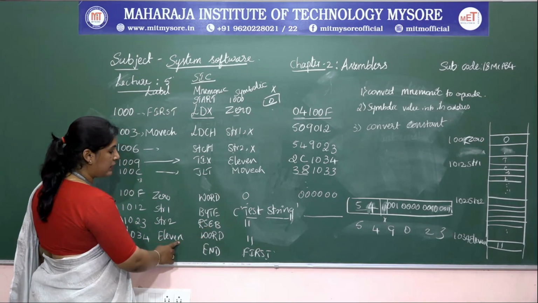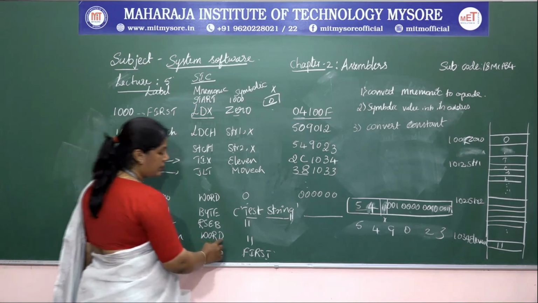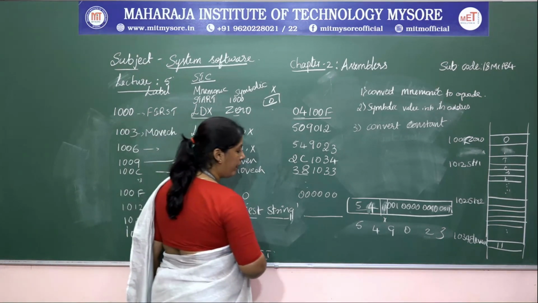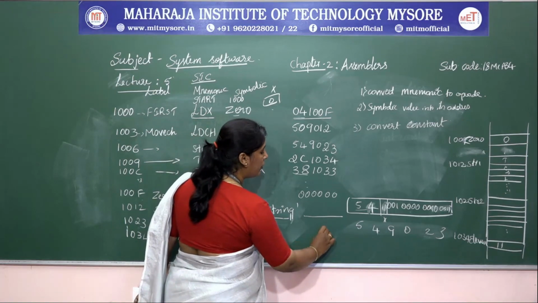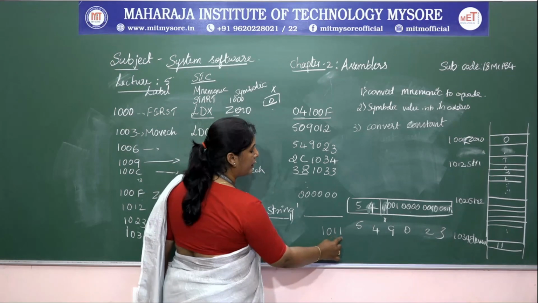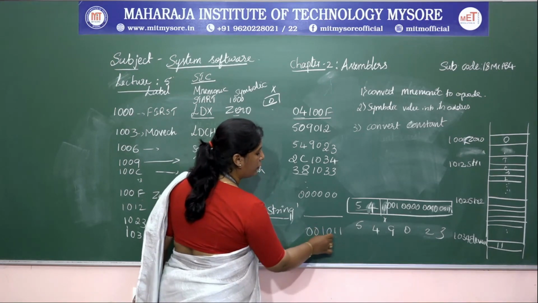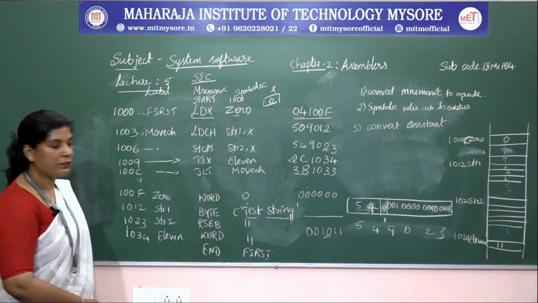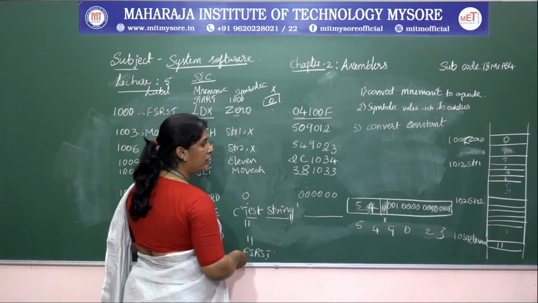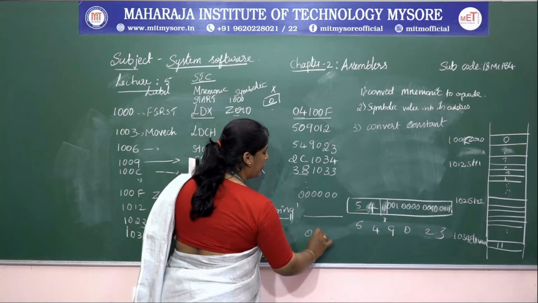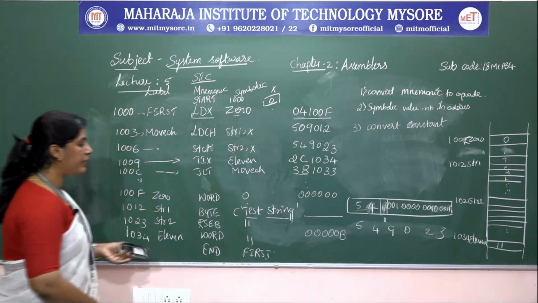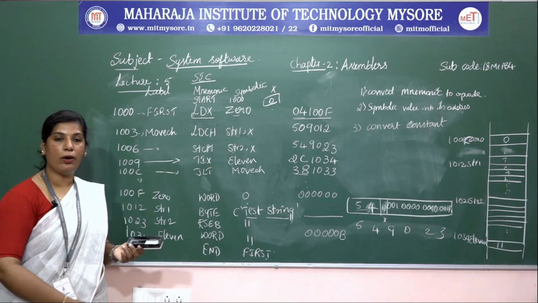For the next one, it is 11. What is the type? It is integer type. So 11, how can we write it? 8 plus 2 is 10, 10 plus 1 is 11. Sorry, 11 is nothing but A is 10, B is 11. So here it is 0, 0, 0, B. For the END assembler directive also, it is not going to generate any object code.